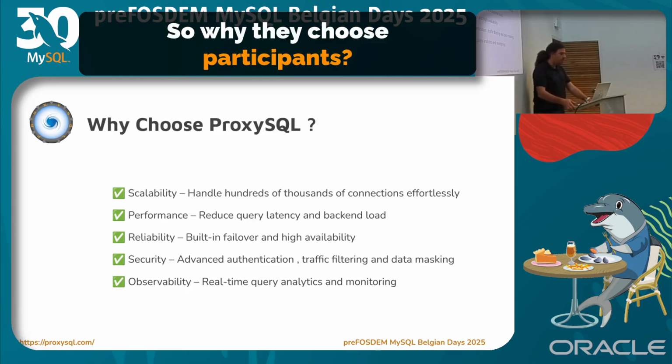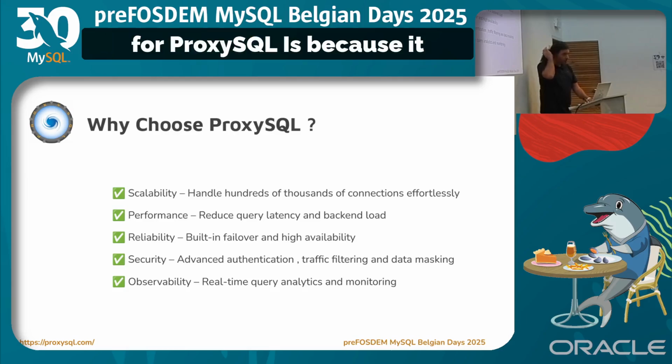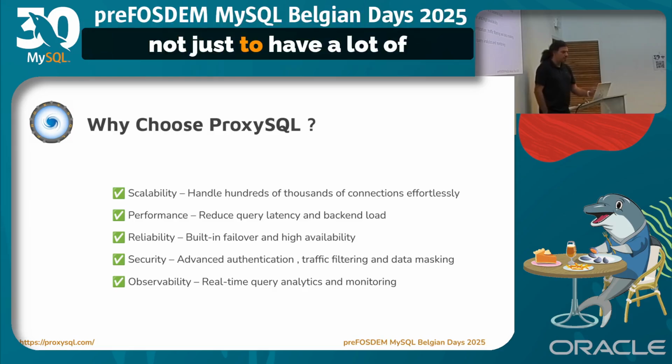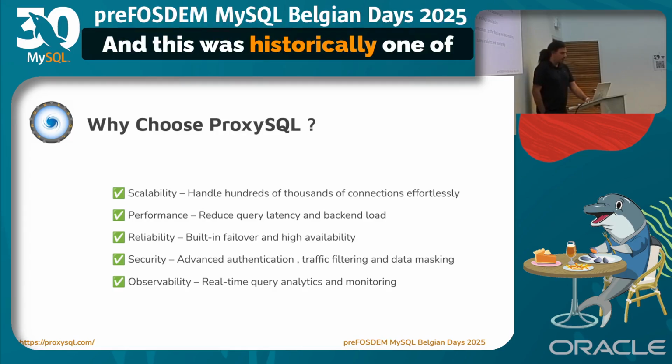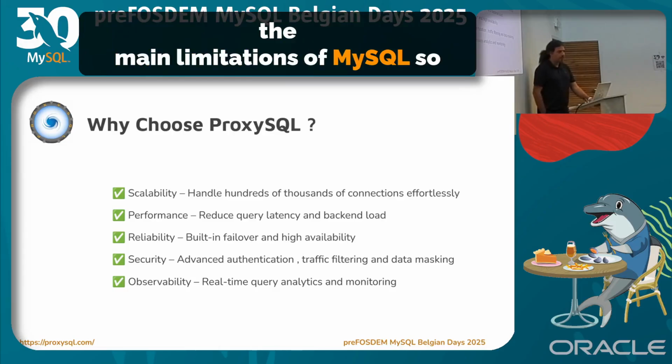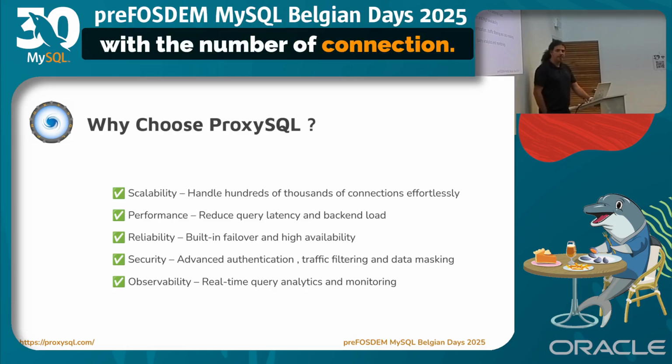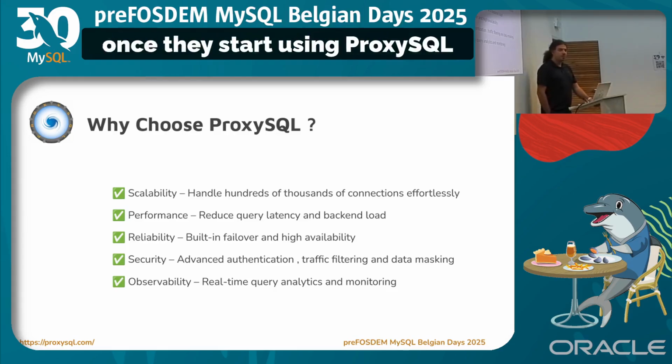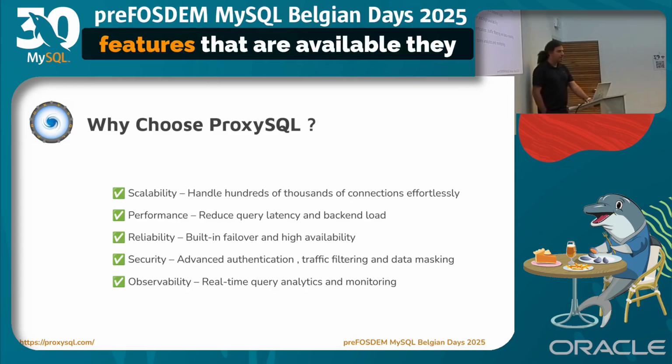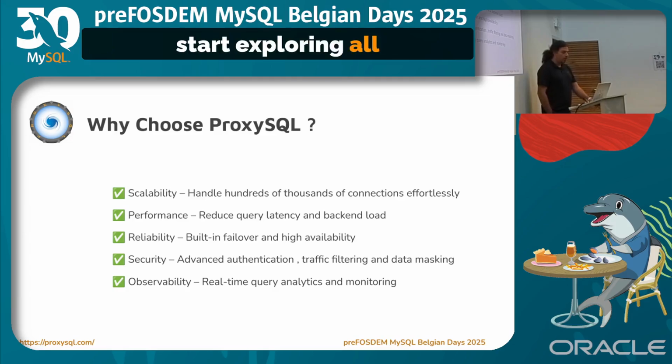So why do they choose ProxySQL? Well, first of all, the main use for ProxySQL is because it allows you to scale. To scale a lot, not just to have a lot of throughput, but because it's able to handle really a lot of connections. And this was historically one of the main limitations of MySQL, it doesn't really scale a lot with the number of connections. We have many users that started using ProxySQL just for this specific feature, reducing the number of connections to the database. But this is just the first foot in the door, because once they start using ProxySQL and they see all the other features that are available, they start exploring all those features.